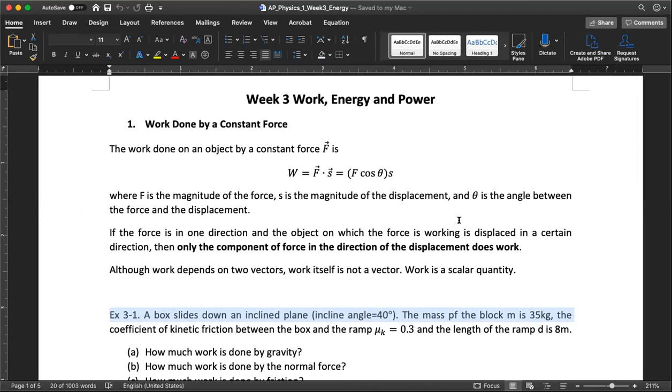We know the work done by a force is not a vector. The work itself doesn't have direction, right? But if a force makes the object move in some direction, the angle between the force and the displacement matters to the work done by the force. So here the work is defined as the dot product of the force and the displacement.